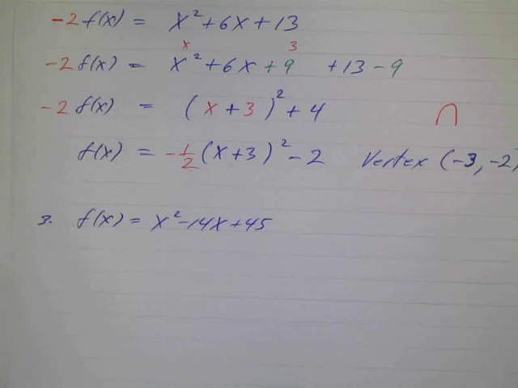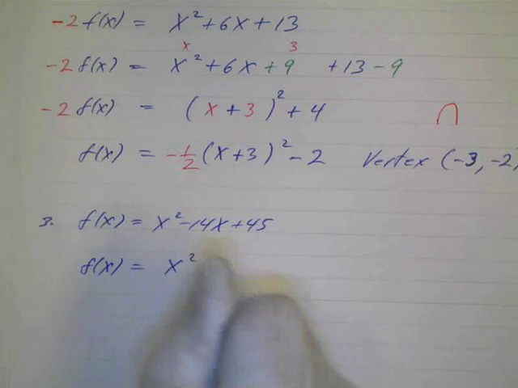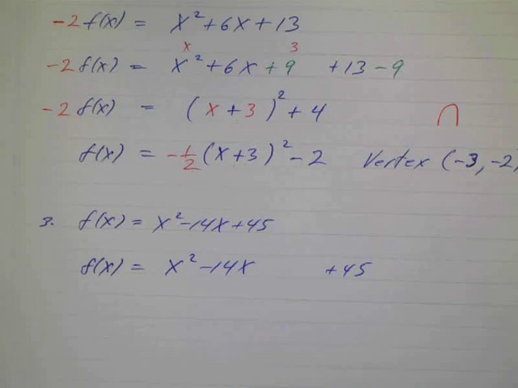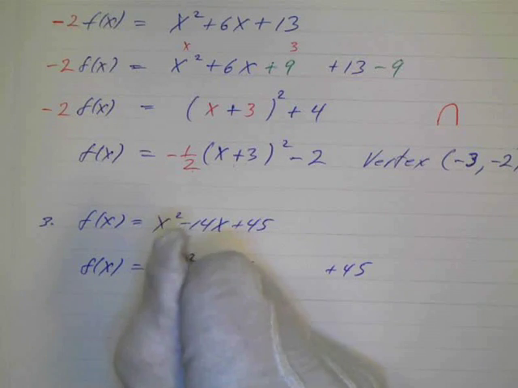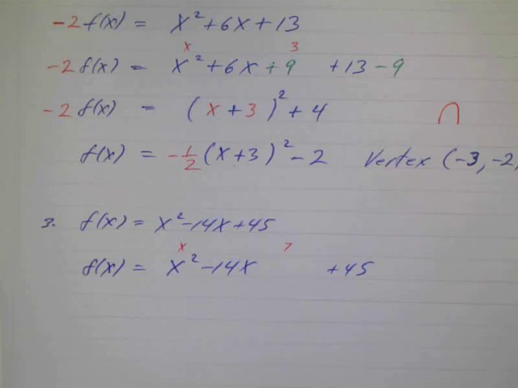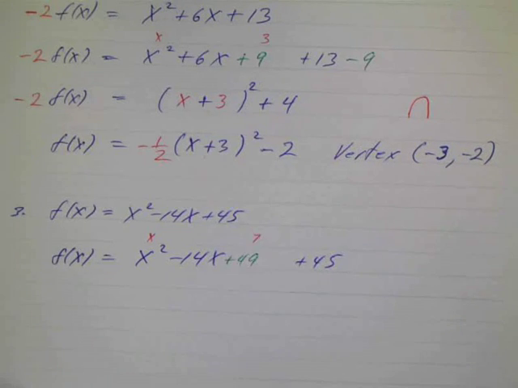So we'll just separate this a little bit. So we got f of x equals x squared minus 14x, and I'll move the 45 over here, plus 45. And then I've got x. And what's half of 14? 7. What's 7 squared? 49. So I'll add 49, and I'll subtract 49.